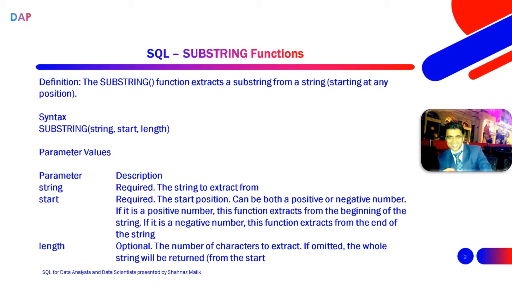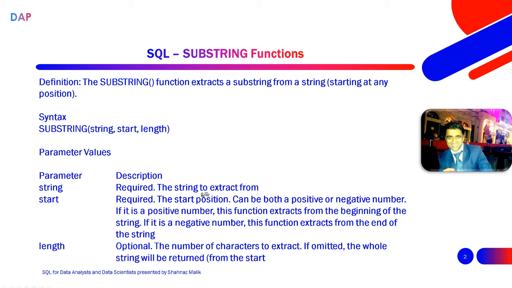The definition is simple: the substring function extracts a substring from a string, starting at any position, and I will show you how we do that. This is the syntax: substring, then you give the string from which you are extracting, then the start point from where you want to extract, and then how much you want to extract. Very simple parameters. The string parameter is required.